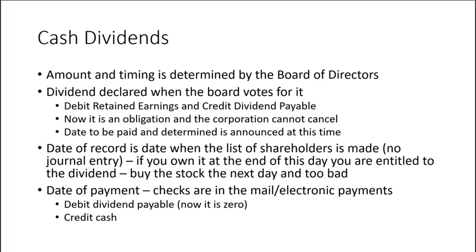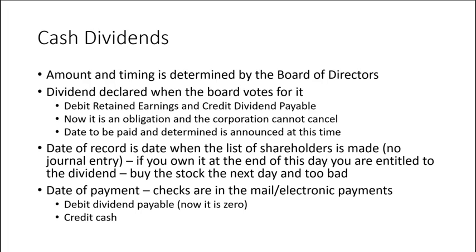The date of record is the date when the list of shareholders is made. No journal entry is made. We simply count up who it is that gets the dividend, because in a publicly traded company like Apple, the shareholders are changing every day. So there has to be a day at which we say, okay, this is the day we determine who gets the dividend, and anybody who owns stock on that day gets the dividend. Anybody who buys it the next day doesn't.